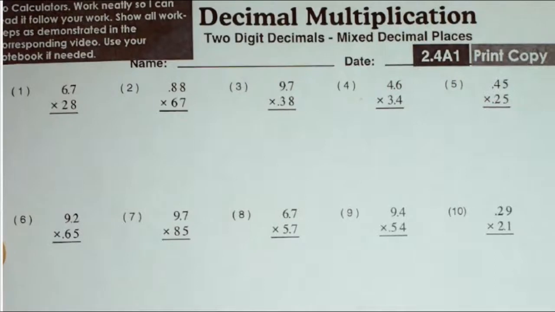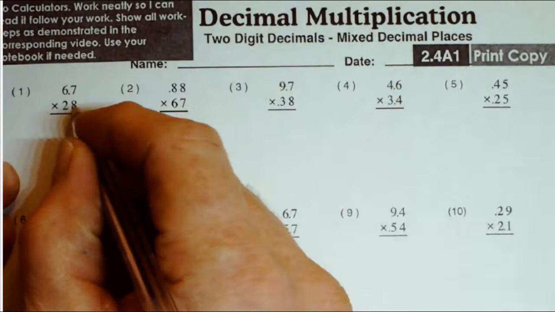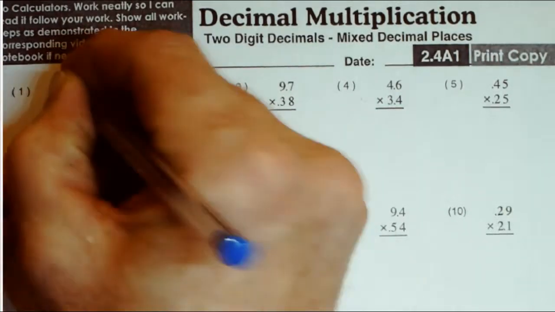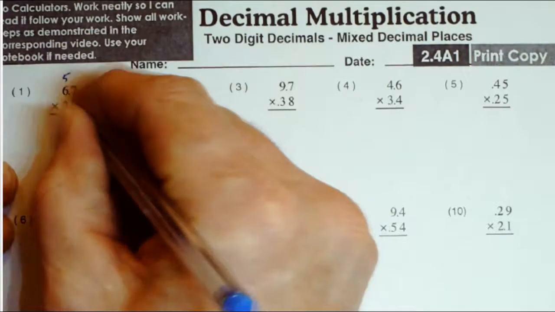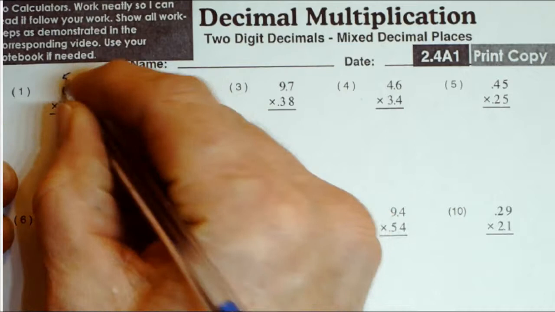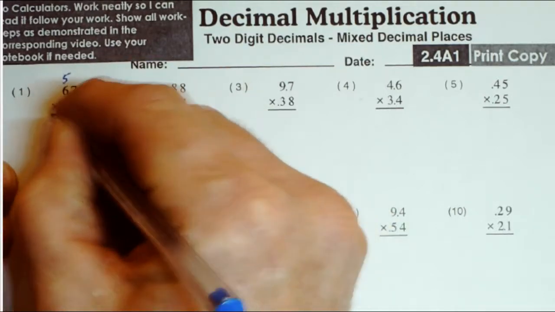Hey, this is a video tutorial on 2.4a1. Let's get started. 8 times 7. 8 times 7 is 56. Here's the 6, and you put the 5 up. 8 times 6 is 48. 48 plus those 5 makes 53.